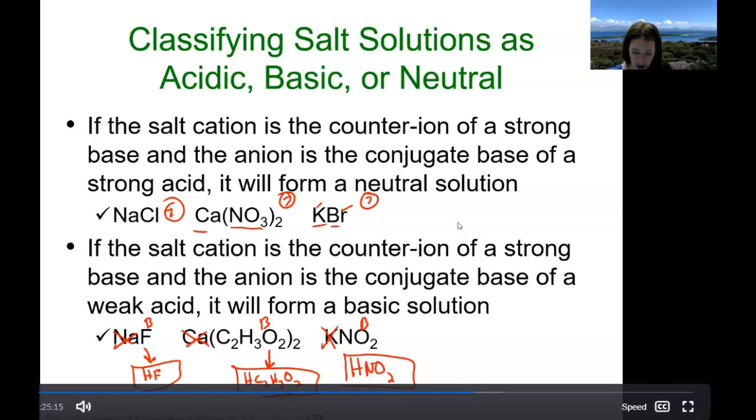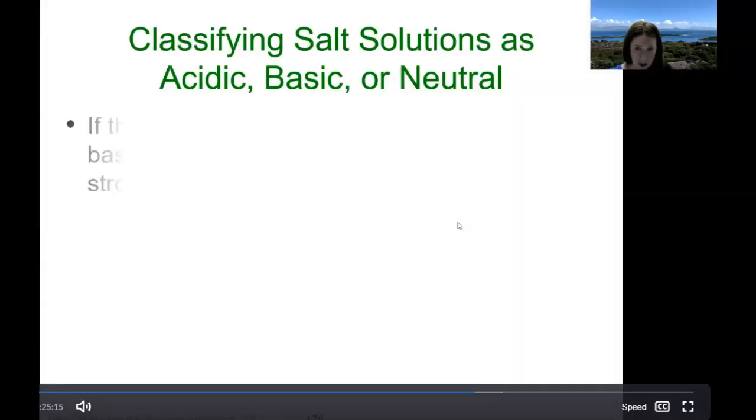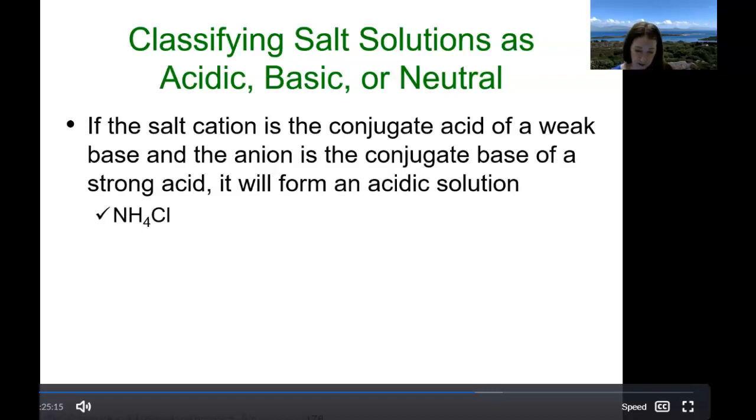Okay, now let's try another one. So if you have a cation that's the conjugate acid of a weak base, and the anion is the conjugate base of a strong acid, it will form an acidic solution. So what does that mean? When I see this one, I see Cl, HCl, doesn't matter, it's not going to matter. NH4, NH4 is from NH3, right? That's the conjugate. This right here is a base, which makes this a weak acid. So this solution is going to have a pH less than 7.